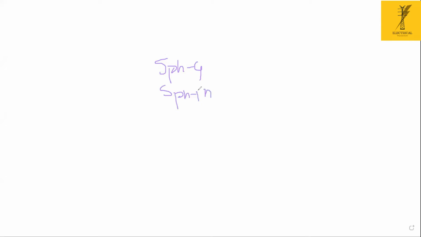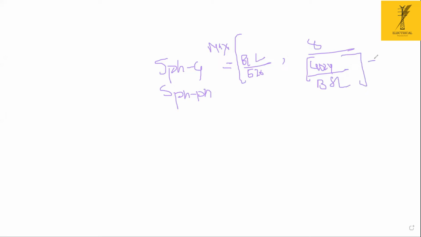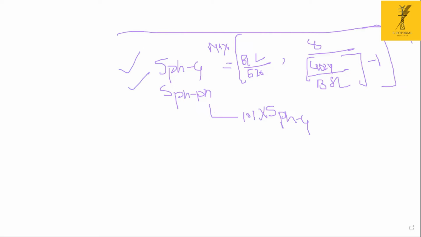So how I got this with respect to the BIL levels: BIL by 526, or the maximum of BIL by 526 or 8 by 4024 by BSL, minus 1, gives me the single phase to ground clearance. And if I want the phase to phase clearance, 1.1 times the phase to ground, I will get it. Right, team? So this point we understood.